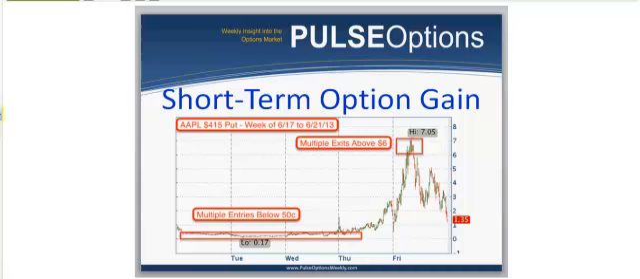We don't teach a system that has you buying perfectly at the low and selling perfectly at the high. We have a system where we find moves that are so massive that you just have to capture a piece of the middle, right?